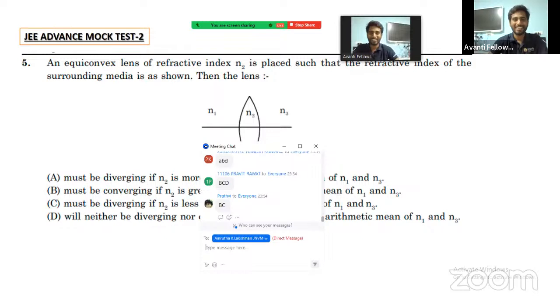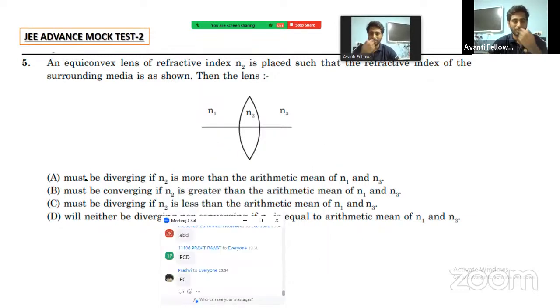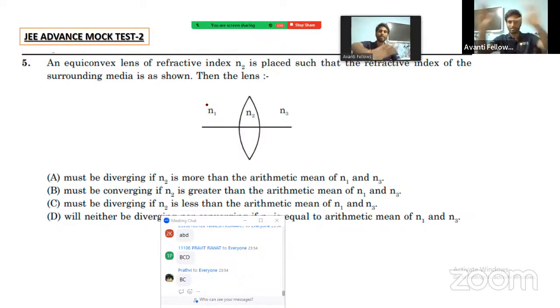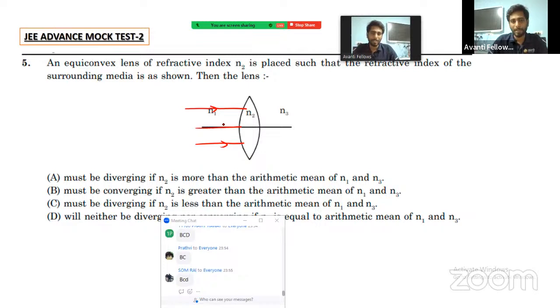Okay. Cool. Look here. What is given in the options? First option: the lens must be diverging if N2 is more than the arithmetic mean of N1 and N3. Guys, देखो इधर, पहली बात है, मान लो N2 के अगल बगल पूरा air रहे. If the rays of light are coming like this, incident parallel to the principal axis, then they will converge at this point. Converge होता था. Right now, converging.